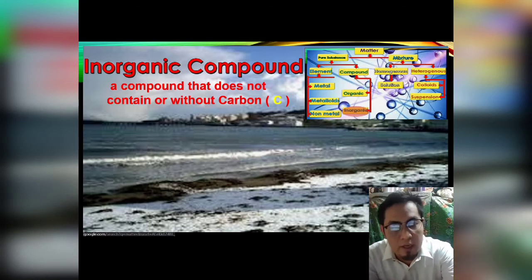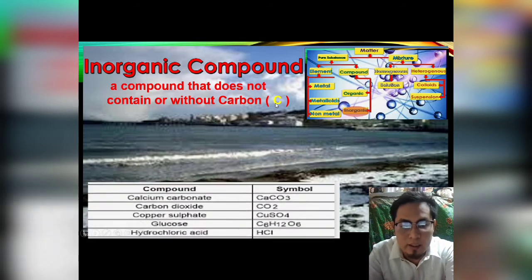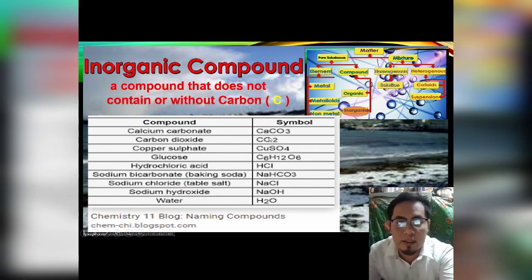It is a compound that does not contain carbon. Okay, let us go back to another example. So, calcium carbonate has carbon. It is not considered as inorganic, that is organic. Carbon dioxide, from the word carbon dioxide, organic.